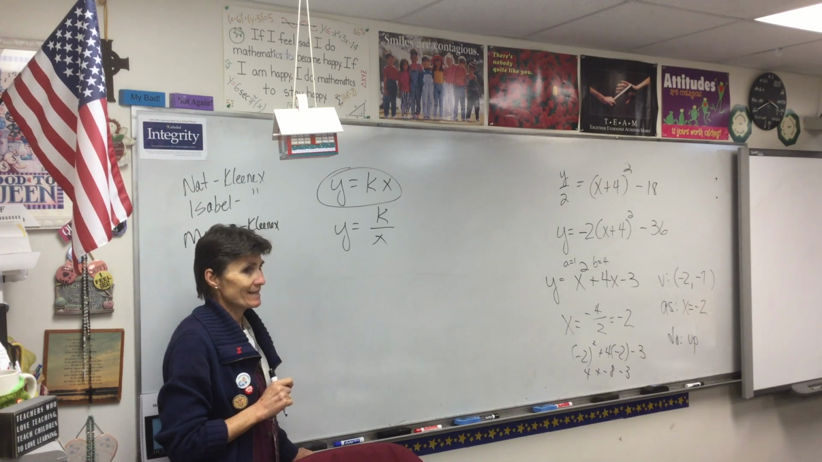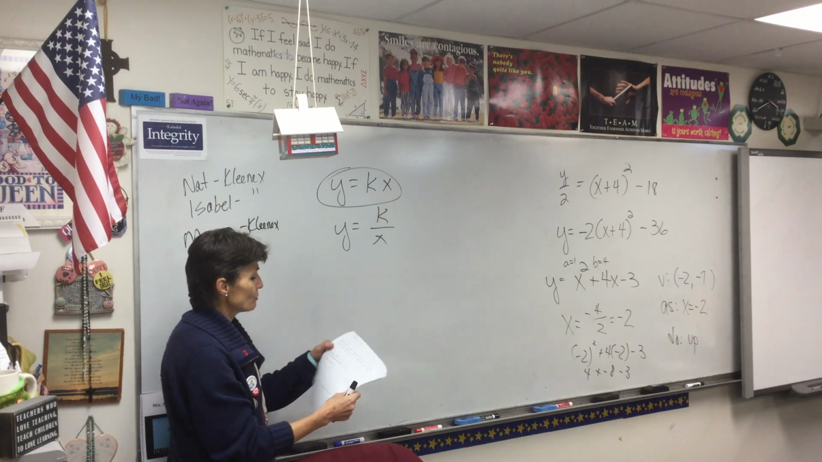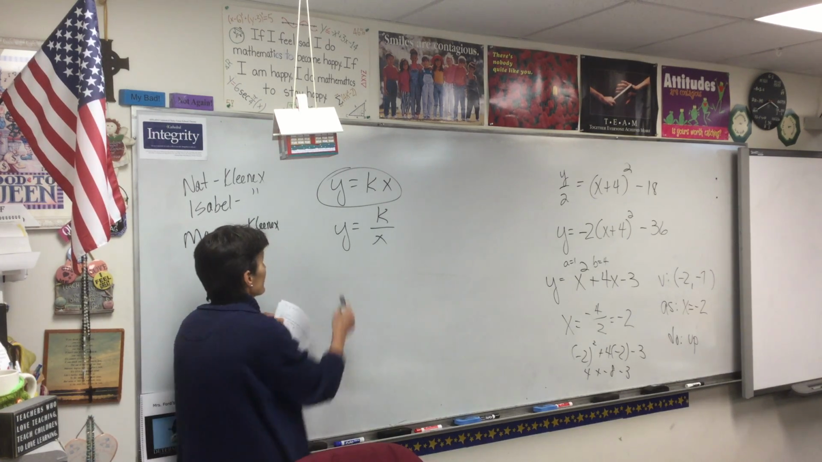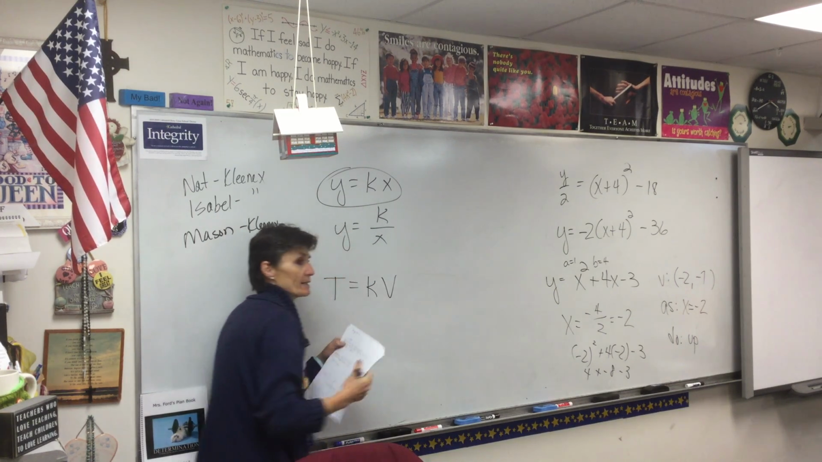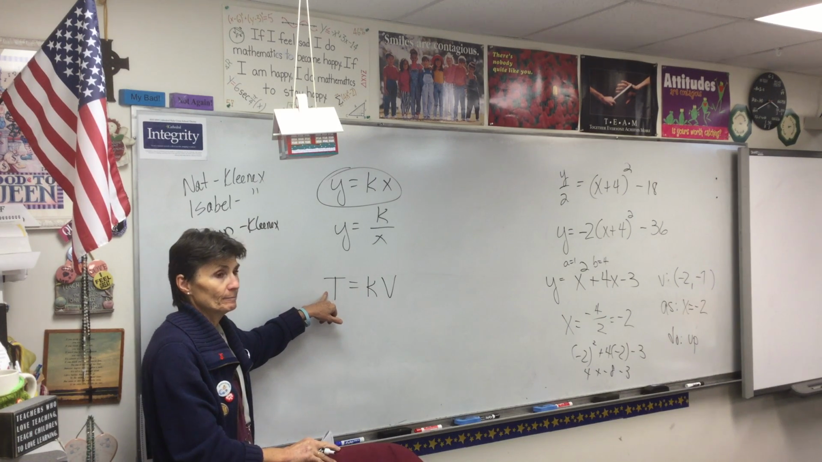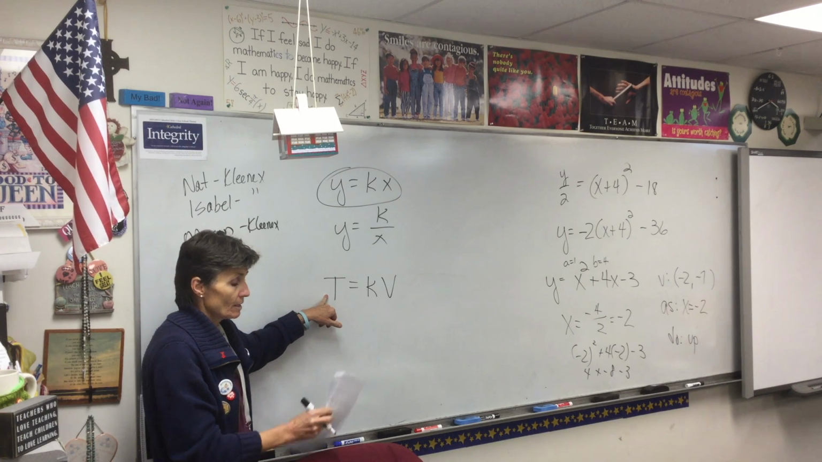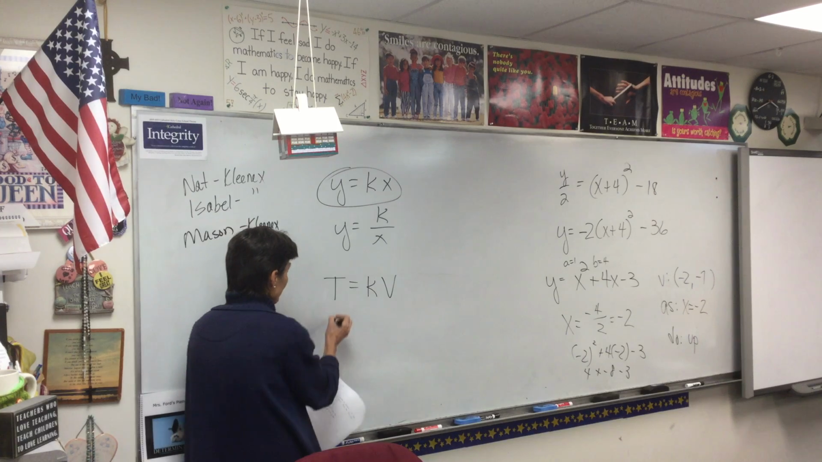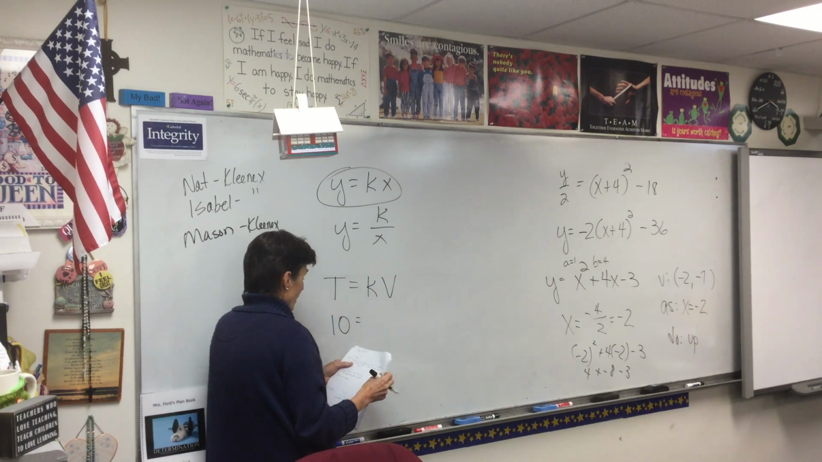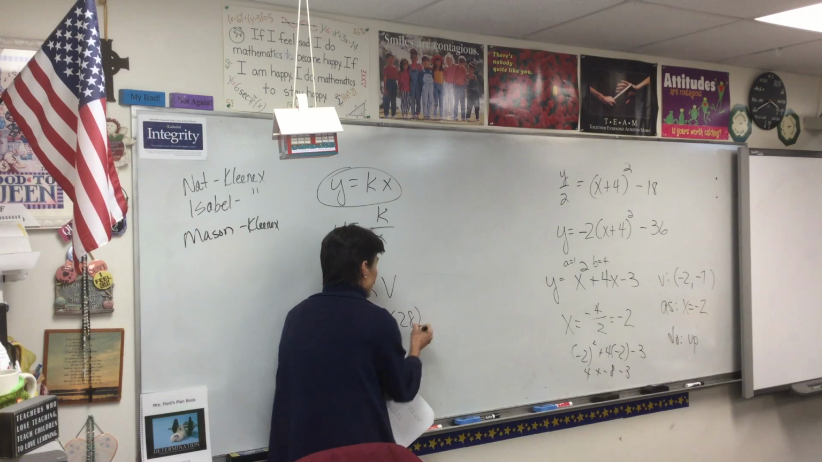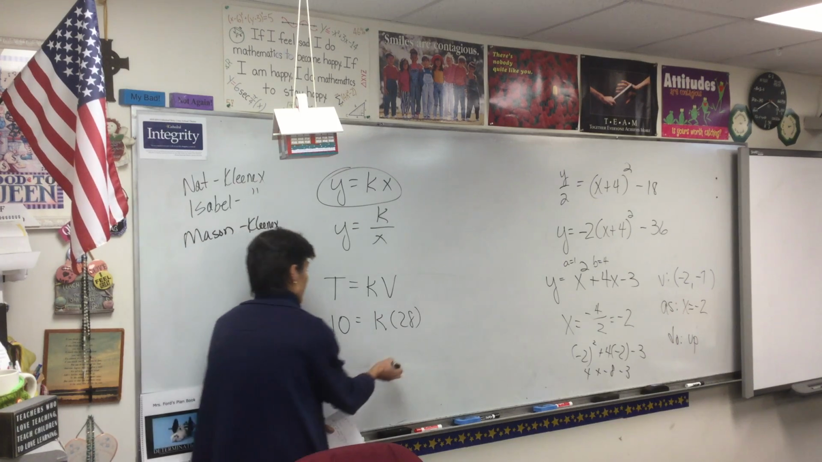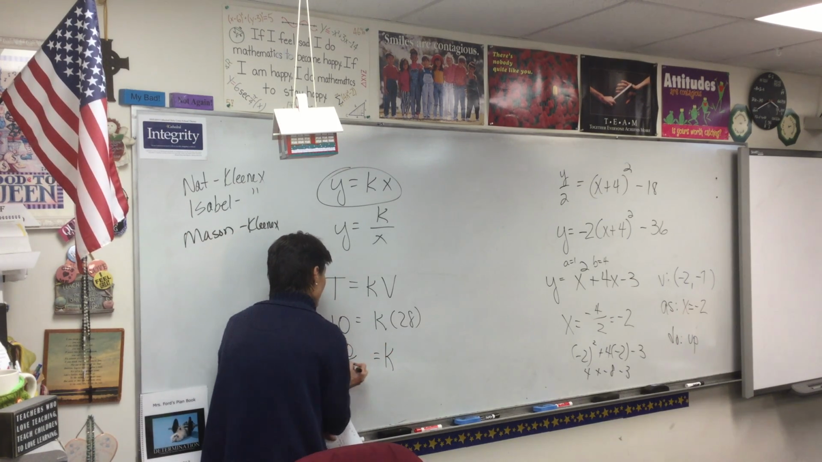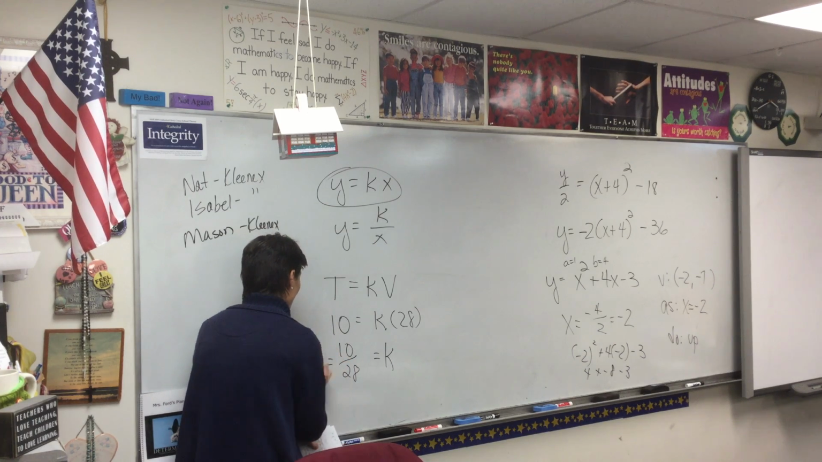Instead of using y's and x's though, I think I'll use the letters from my problem. Temperature varies directly as volume. So this is going to be my setup. Everybody with me so far? So let's see what it says. If the temperature is 10, the volume is 28, which means K is 10 over 28, or 5 over 14.